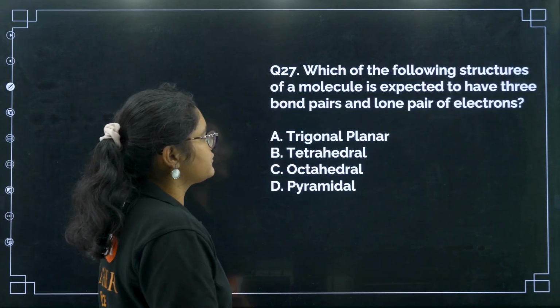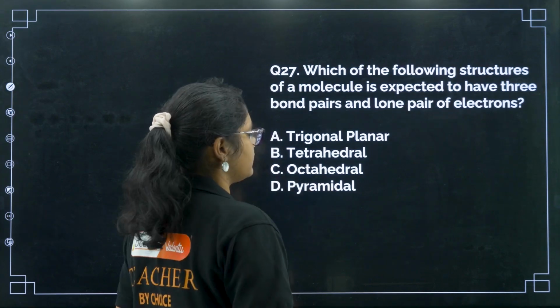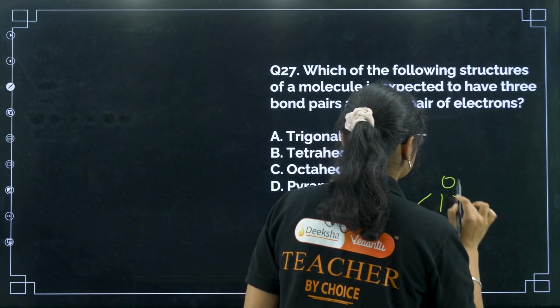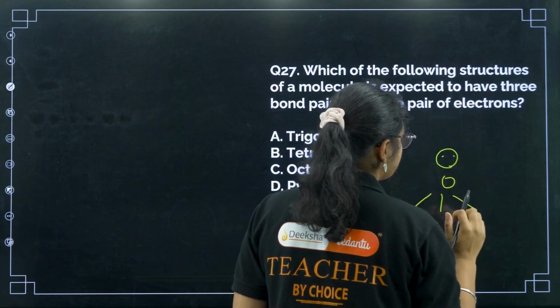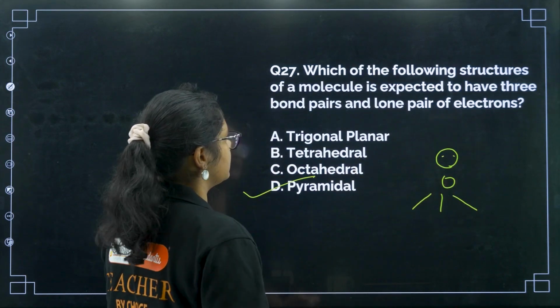Next, which of the following structures of a molecule is expected to have 3 bond pairs and a lone pair of electrons? So if you have 3 bond pairs and 1 lone pair, okay, then that is called a pyramidal structure. So that is your option number D here.